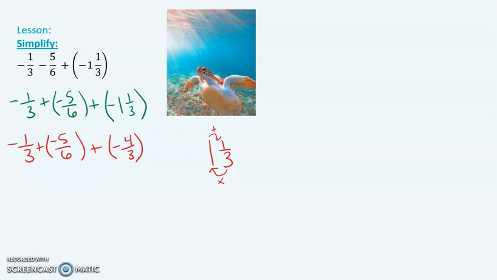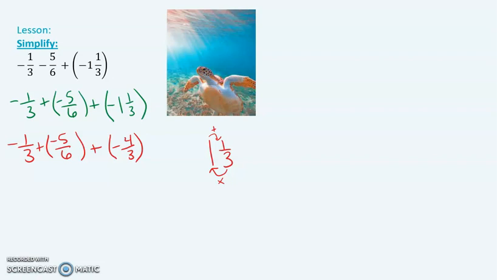Now that I've done that, I need to remember that I have to have a common denominator when doing these problems. Right? In order to add or subtract fractions, they have to have the same denominator. Their whole needs to be similar. And 3, 6, and 3 are not the same number. Two of them are the same, but one of them's not. So we need to fix that.